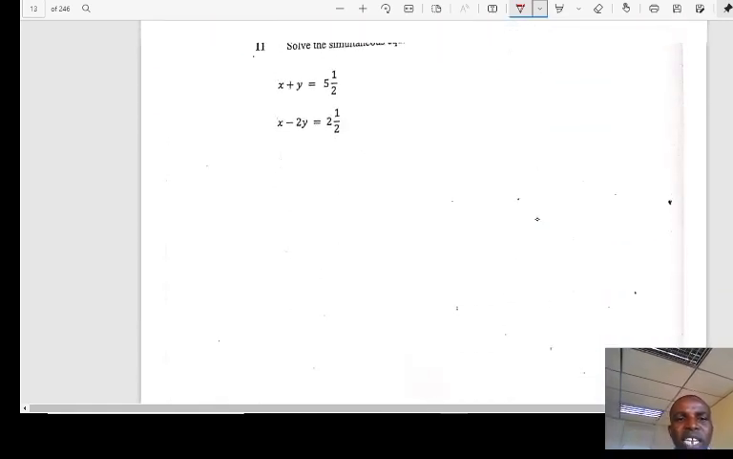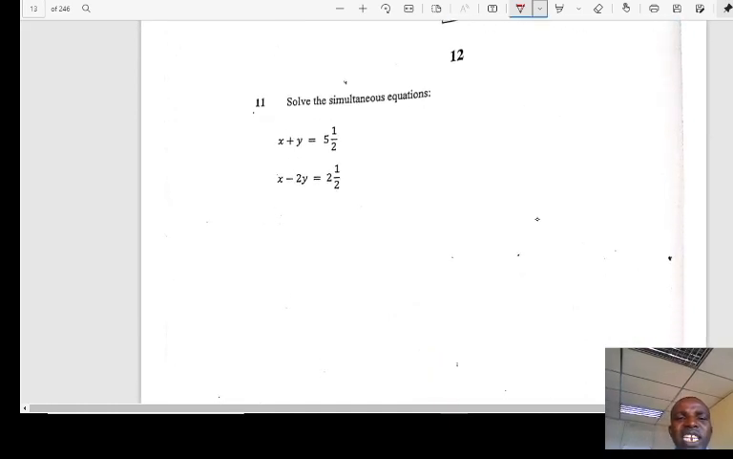Next question, question number 11. Solve the simultaneous equations. As you can see on the right side, it is 5.5, 2.5. You can work them out like that. And in this one, you can see the coefficient of x and x, they are the same. It's 1, 1. So you can use the elimination method. This one is equation 1, this one is equation 2.